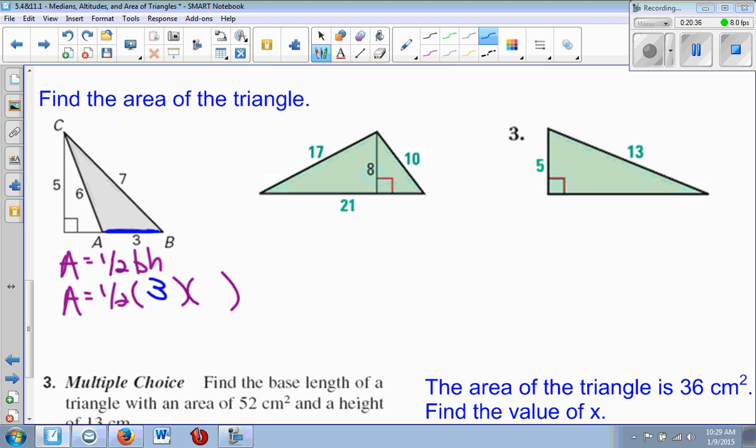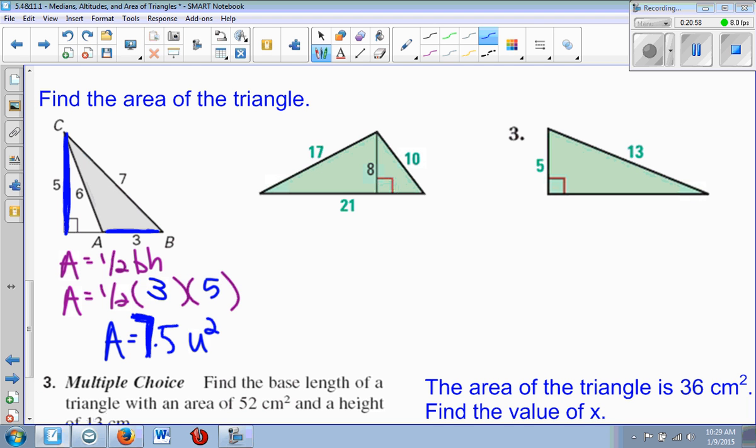So in other words, it has to hit that base at a right angle. Of the 4 measurements up there, 3 and 5 are the only ones that are necessary. 6 and 7 are actually just extra information. So if I go ahead and multiply, I end up with an area of 7.5 square units.